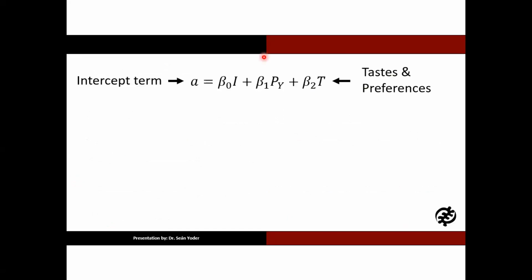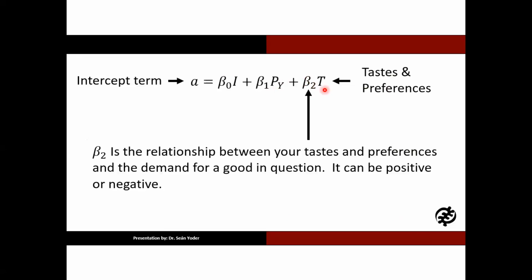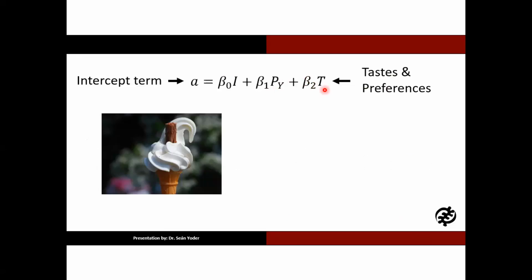So now we have income, we have prices of related goods, and now we're going to add tastes and preferences. So beta 2 is the relationship between tastes and preferences and the demand for the given good. This could be either positive or negative.